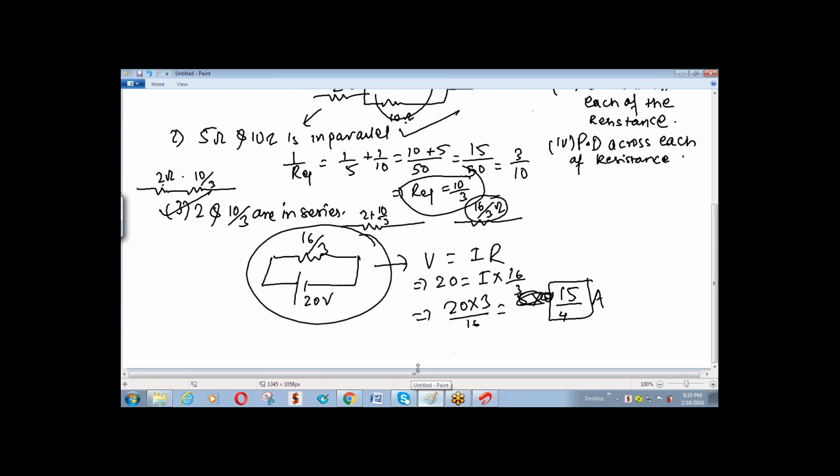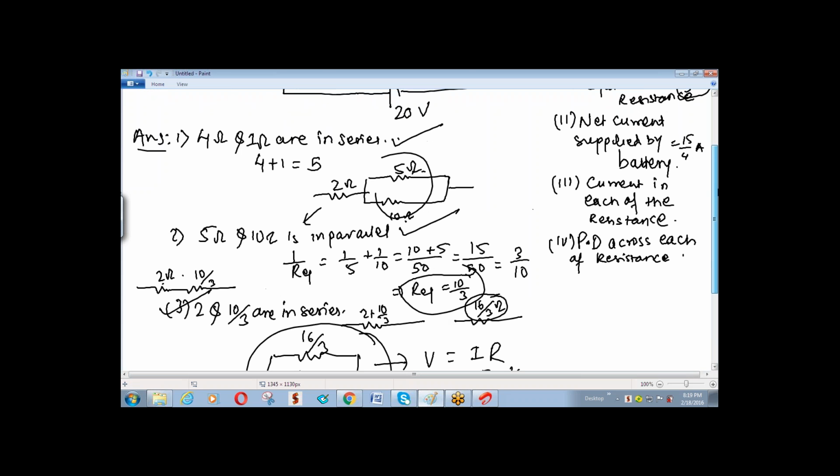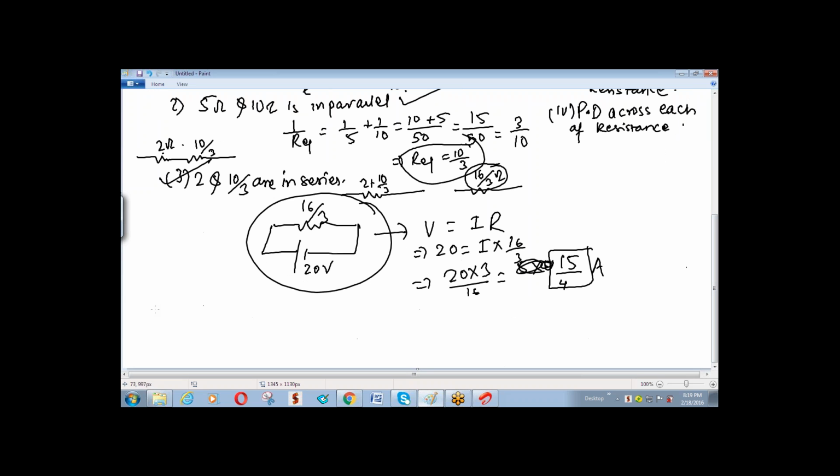I hope it is clear. Now, the third one is current in each of the resistance. So now let's come to the original circuit again. The original circuit was something like this, 20 volt, and this was a 2, and this was 5 and 10. Okay, so we have done the first two. I'm on question number 3. In this we are asked to find the current in each of the resistance.